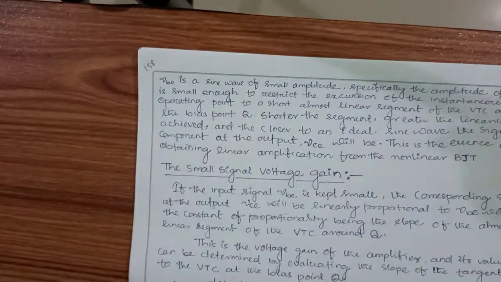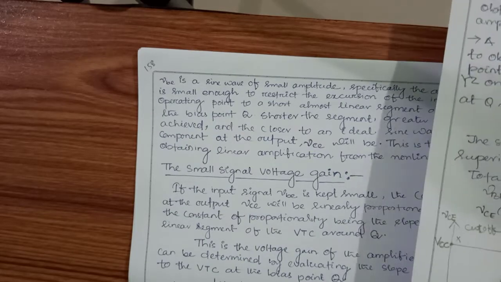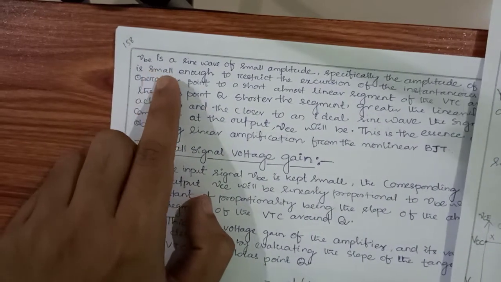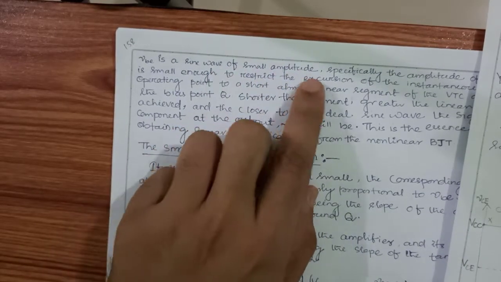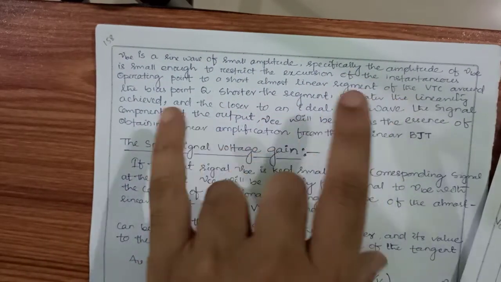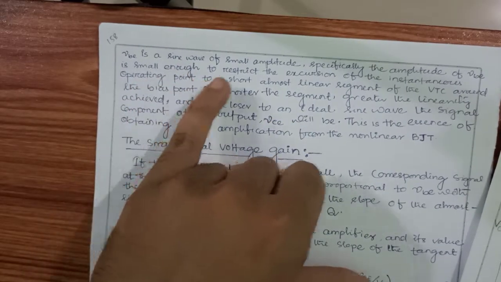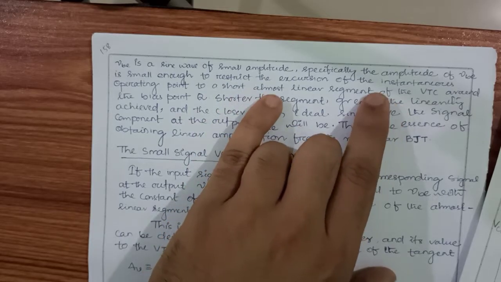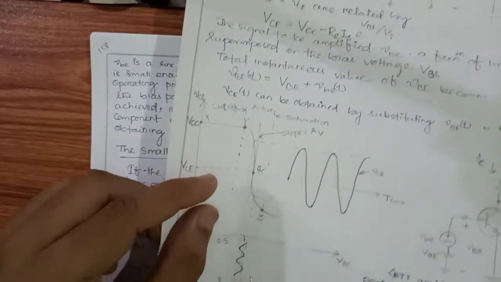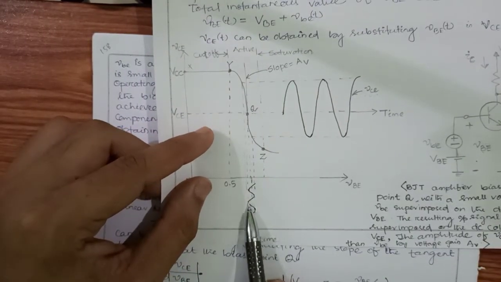Now here are some points. Let's see. You have to remember this point, then only we can apply. You see, the vbe is a sine wave of small amplitude. This is an AC signal with small amplitude. Specifically, the amplitude of the vbe is small enough to restrict the excursion of the instantaneous operating point to a short, almost linear segment. You see, this vbe, is it very small or not.